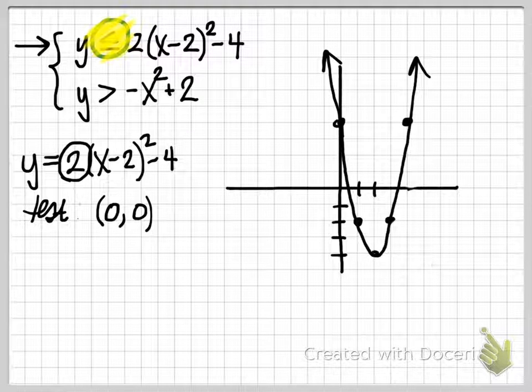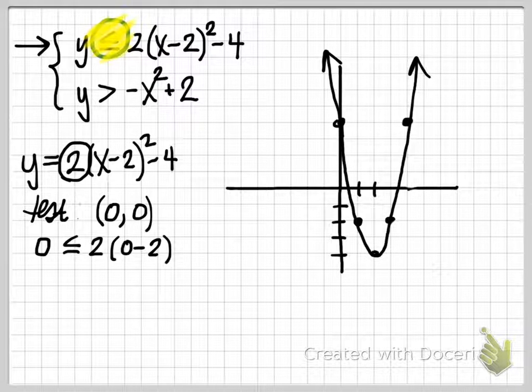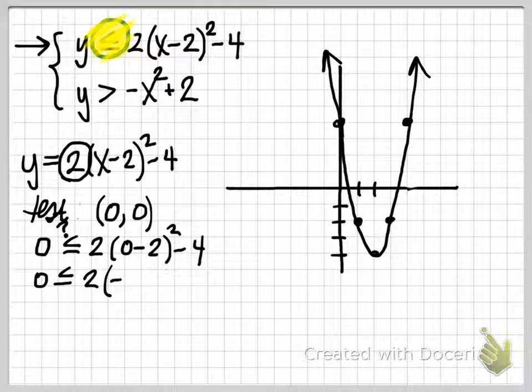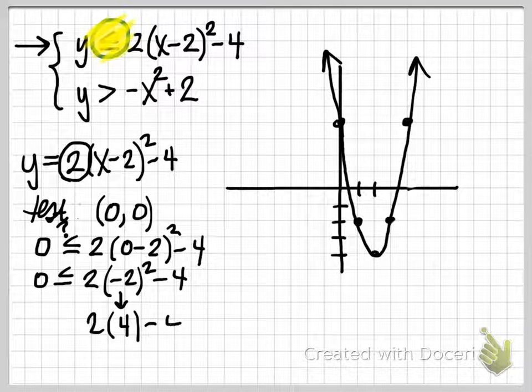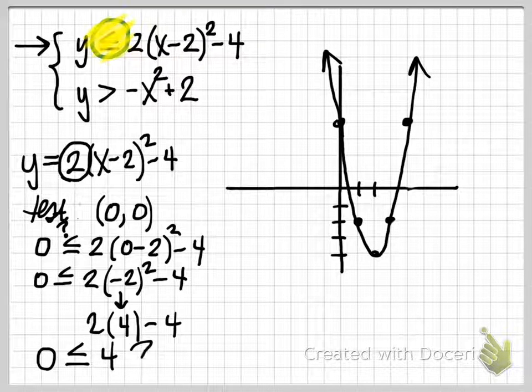So I'm testing to see if 0, 0 is a solution to this first inequality. I'm going to substitute in 0 for y as well as 0 for x. And I like to put a question mark over the inequality sign: is 0 going to be less than or equal to this quantity? So let's simplify the right-hand side. We'll end up with negative 2, the quantity squared. That will give us positive 4. So 4 times 2 is 8, and 8 minus 4 is going to leave us with 4. So we get this statement, 0 is less than or equal to 4. Is this true?